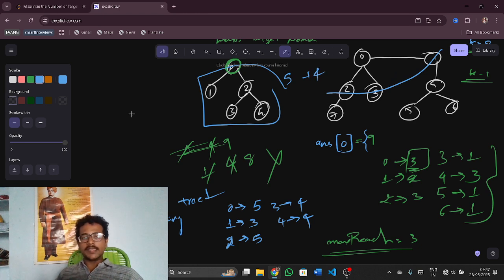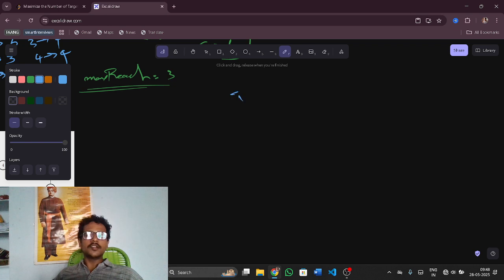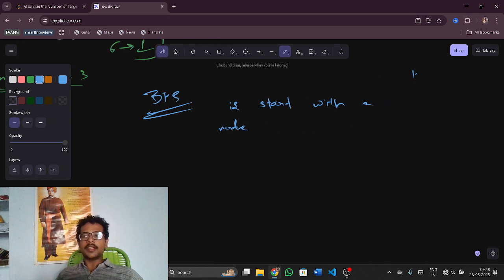My question is, how do we implement this BFS? Now we'll do one thing. We need to write a BFS algorithm here and do a dry run there. So in the BFS, what I will take is start with a node. Now I'll be having K, start node and the tree. Here the tree can be tree 1 or tree 2. Start can be any node. K can be K or K minus 1.